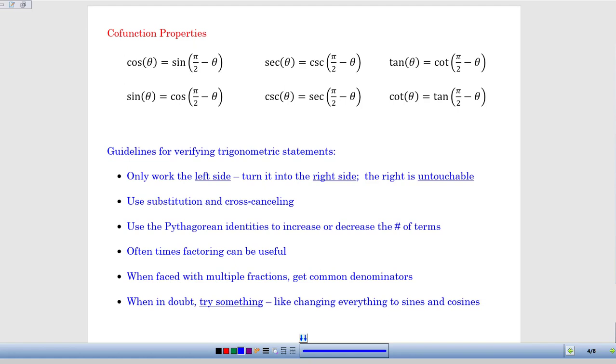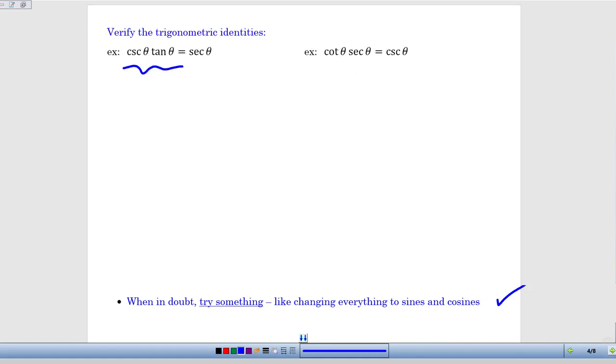The bottom line is these just take experience and practice. And a lot of times it just feels like we have no idea where to go. So my recommendation is, at a minimum, just try something. And a lot of times that something is to just start changing things into sines and cosines and see if that leads anywhere. With more practice and more experience, we get better at these. But let's see how it goes as we get started here.